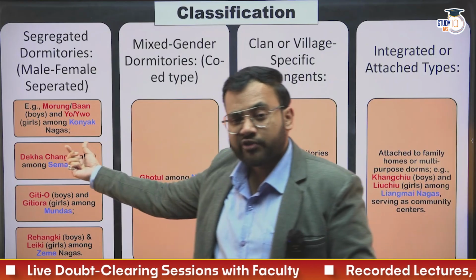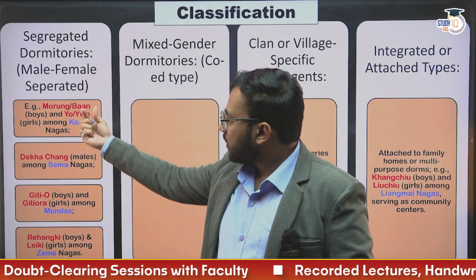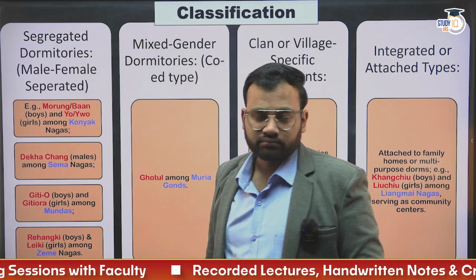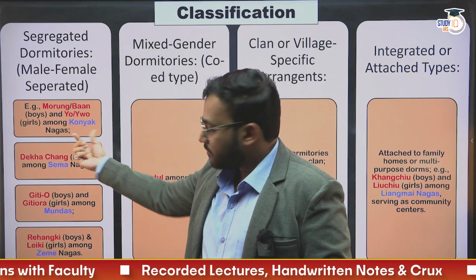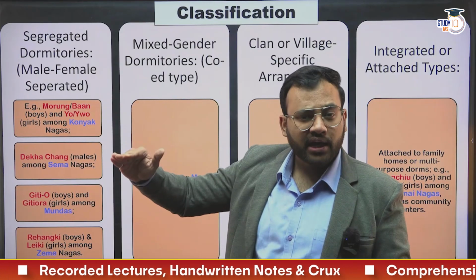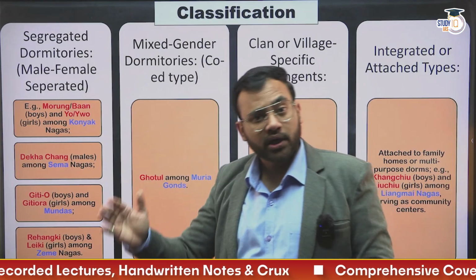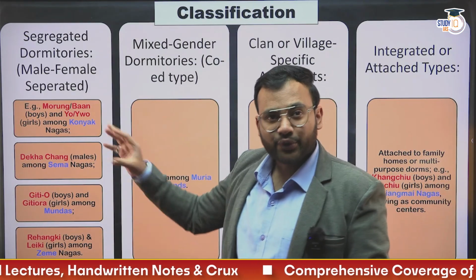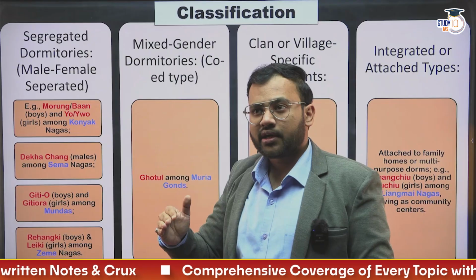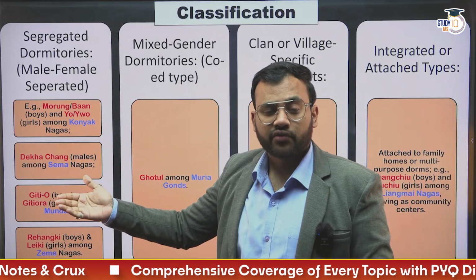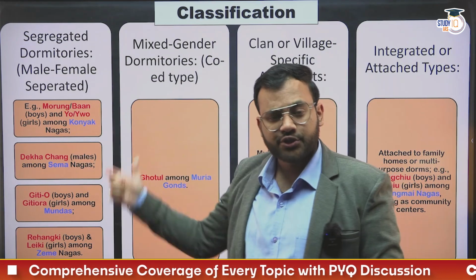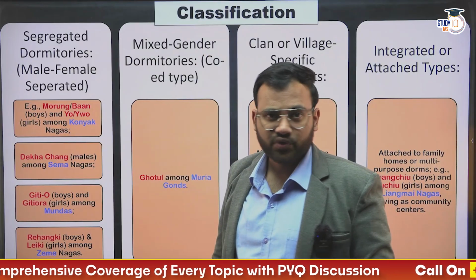For example, the morung which we are discussing among the Naga people. Among the boys it is called the morung, and among the girls it is called the yo. Among the Konyak Nagas. Nagas are divided into various subgroups like the Sumi Nagas, Rengma Nagas, Ao Nagas, Lota Nagas, Konyak Nagas, etc. During his visit to Nagaland around 1939, when he published the work, Christoph von Fürer-Haimendorf came across a lot of groups of the Nagas. One of the groups on which he published work was the Konyak Nagas.